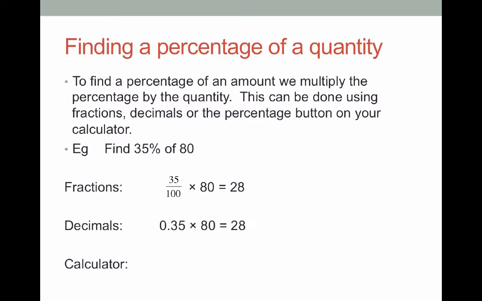Now, your calculator has actually a percentage button on it. It is just above the left bracket. So if you put in the number 35 and then hit shift and your left bracket, that will give you the percentage sign on your calculator. Then it's as simple as timesing by 80 to get 28.